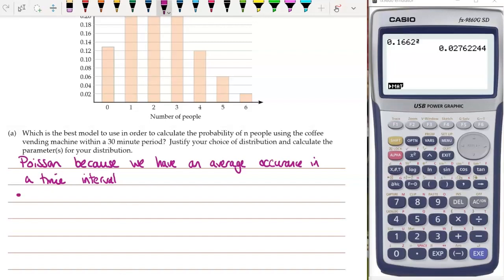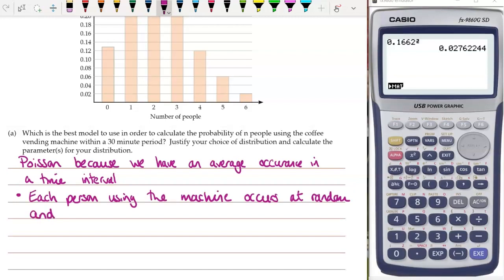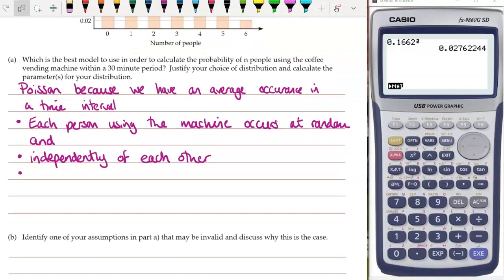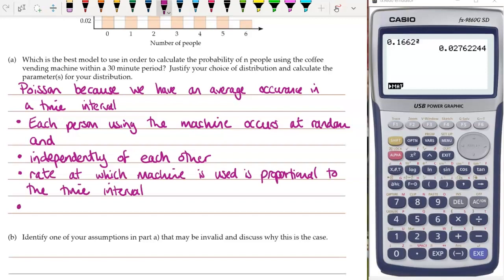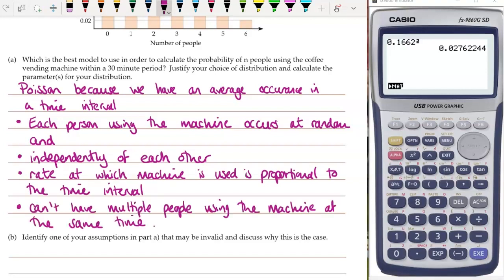So we're using the acronym RIPS, so it occurs randomly. I is for independent, so the second bullet point, independently of each other. P is for proportional, so the rate at which it's used is proportional to the time interval we measure in. S for singly or not simultaneous, you can't have two people using the machine at the same time.